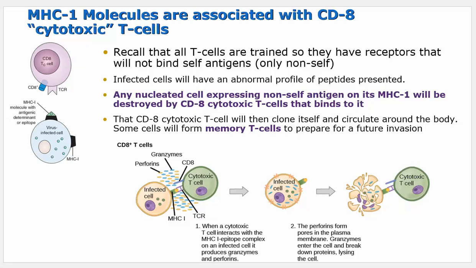That cytotoxic T cell, like we just said, will then clone itself and circulate around the body. Some of them will also form memory T cells to prepare for a future invasion. Now they know that that pathogen exists, so it's ready for it the next time. That's what this image down here is showing. It's showing the CD8 recognizing that MHC1. This is a picture showing how it can poke holes in it. Perforins will poke holes in that infected cell, and then that cell will just fall apart. So it's destroying it.